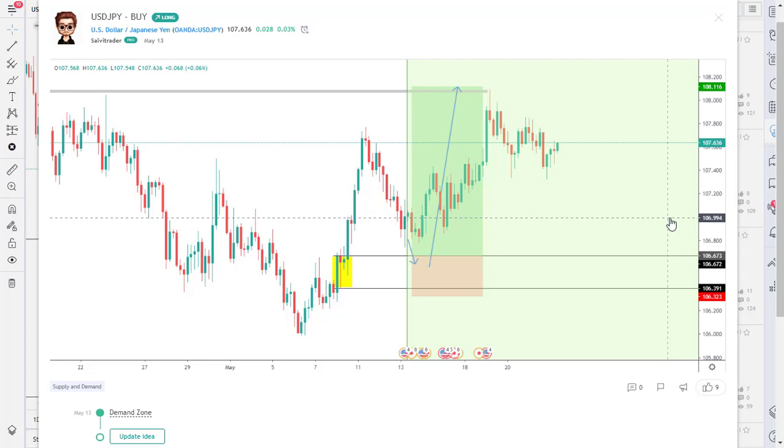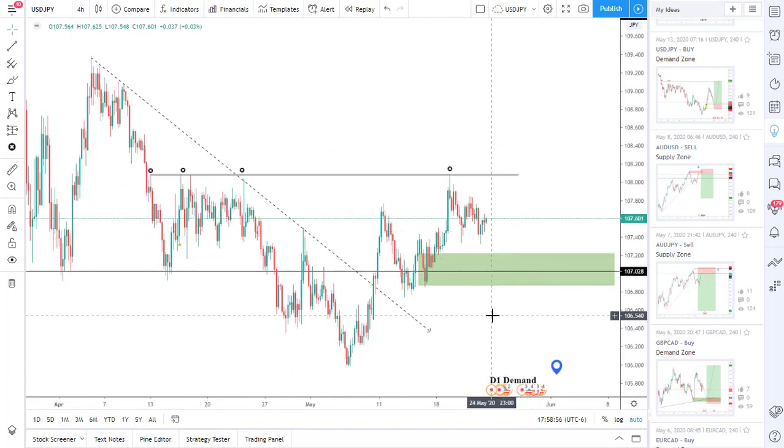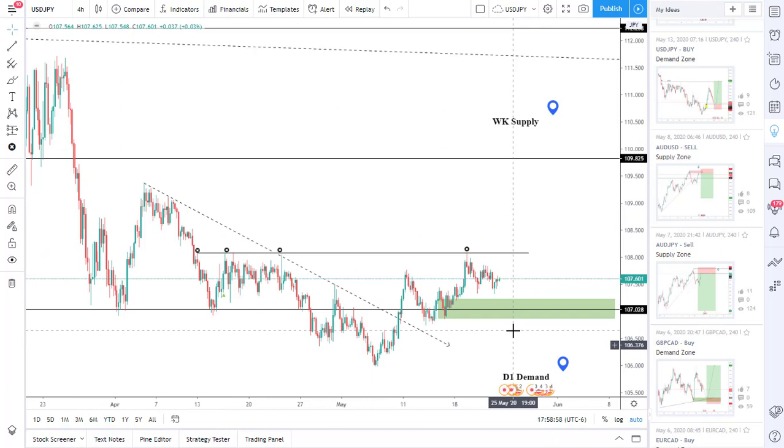But anyways, we can still get some opportunities here if we have our confirmation. All right, that's the key. Our confirmation. If you don't have confirmation, just let it go, and we can get another opportunity probably below here. So this is the analysis for dollar yen. Let's move to another one.